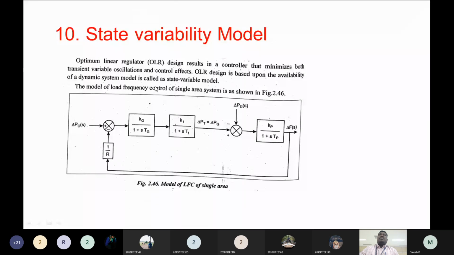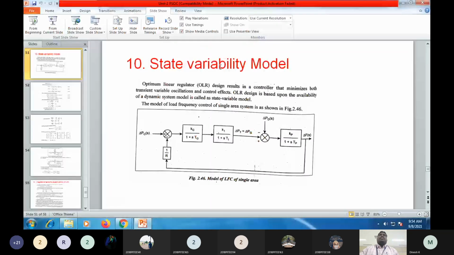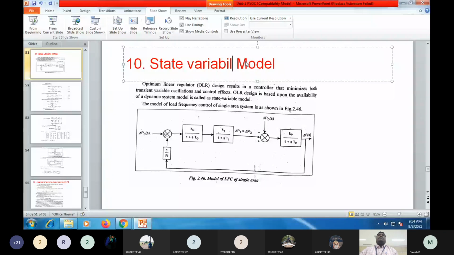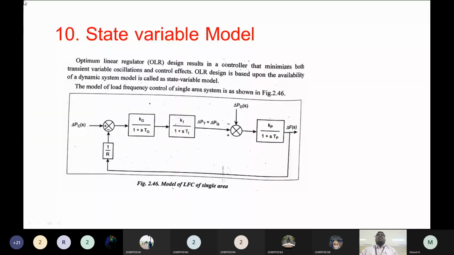Next is my state variable model, the optimal linear regulator. The overall design results in a controller that minimizes both the transient variable oscillations and control effort. It depends on the availability of the system. We can design the dynamic analysis, and the dynamic analysis is performed easily with the help of state space analysis.